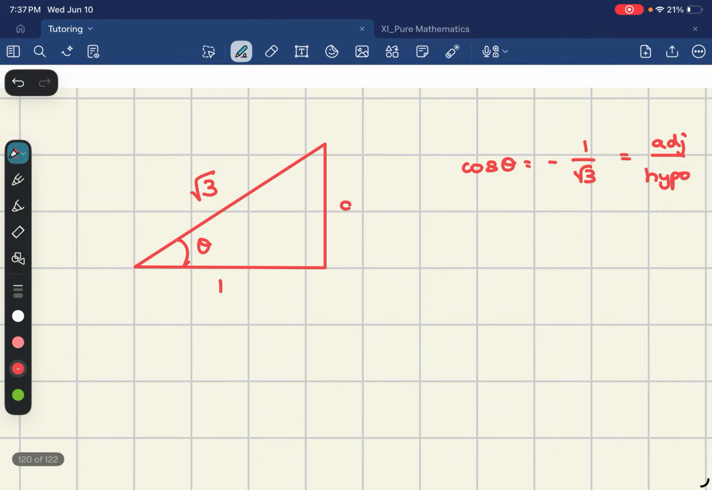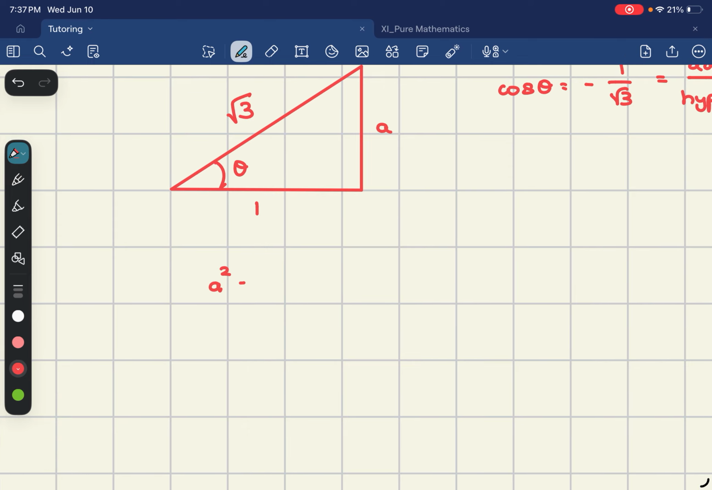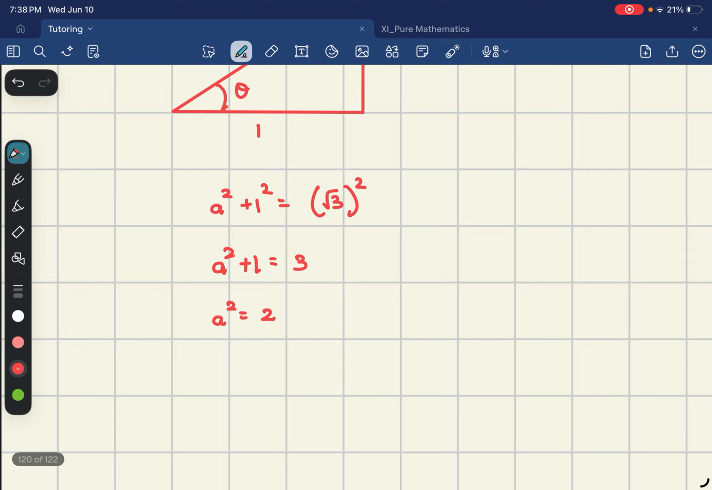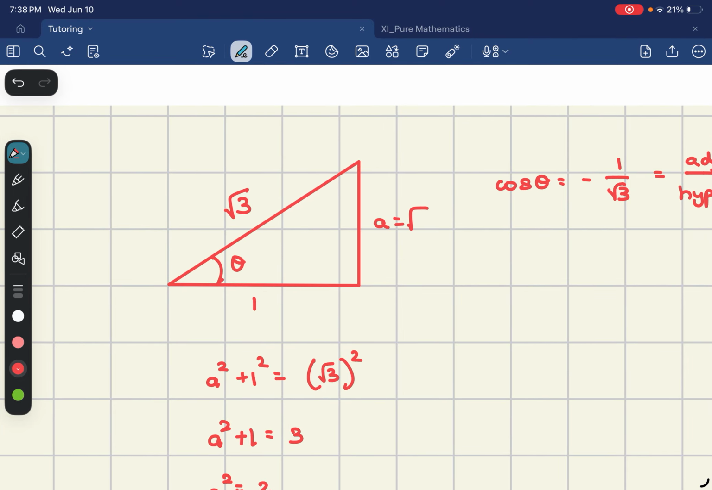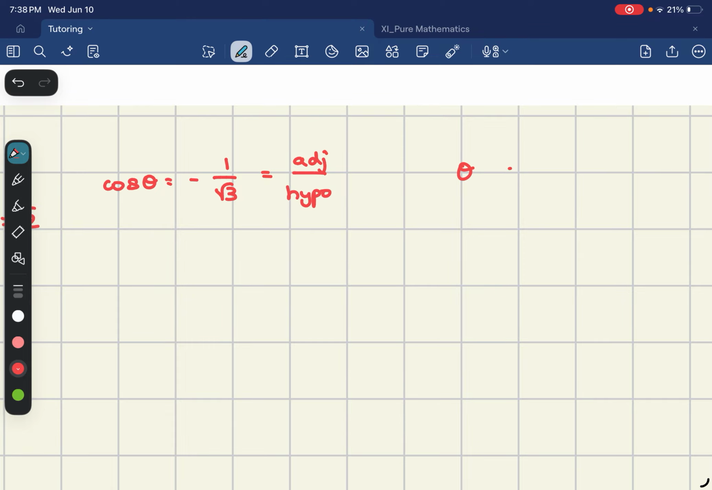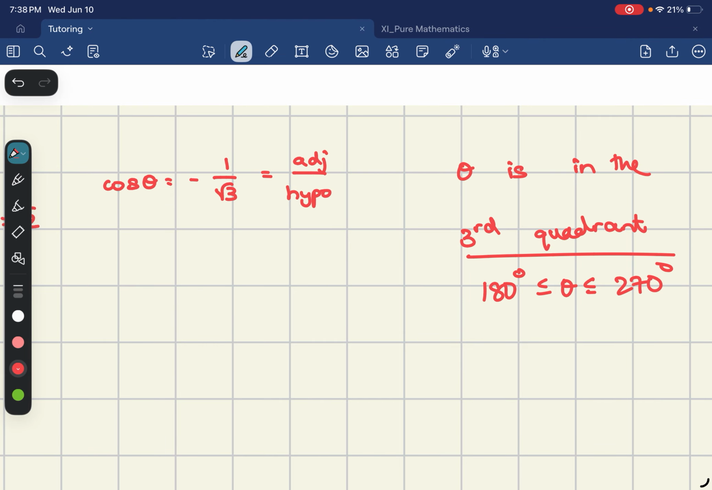And we can find this side A out. A squared plus 1 squared is equal to root 3 squared, right? Using the Pythagorean theorem. So A squared plus 1 is equal to 3. A squared is equal to 2 if you subtract 1 from both sides. And A is square root of 2. And remember, theta we know is in the third quadrant. It's given in the question. It's between 180 degrees and 270 degrees. So it's in the third quadrant.